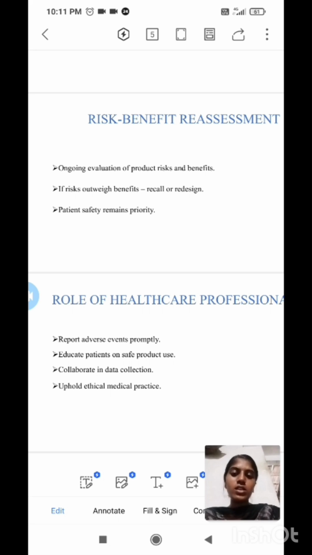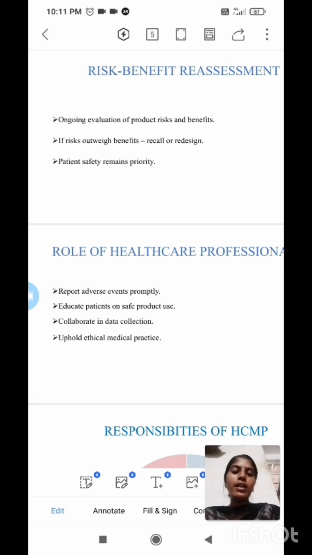Now, if risks outweigh benefits, recall or redesign. Patient safety remains the priority. These types of redesigns and reassessments are mainly focused on patient safety.